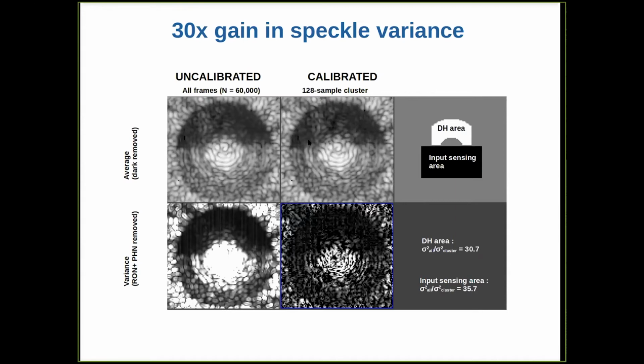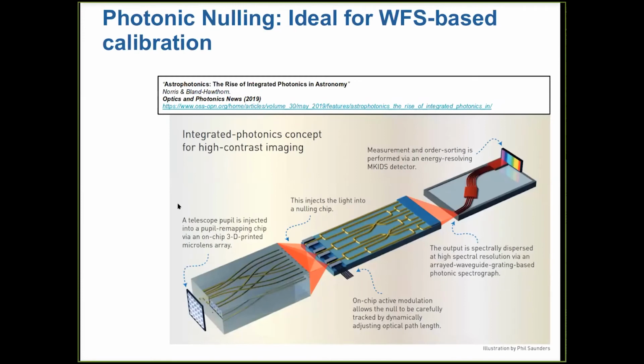So here, same stretch. On the top is the average image, which is not really what we're interested in. The bottom is the variance. You can see that we actually reduced considerably the variance in the dark hole. So now I'm going to discuss what to do next.